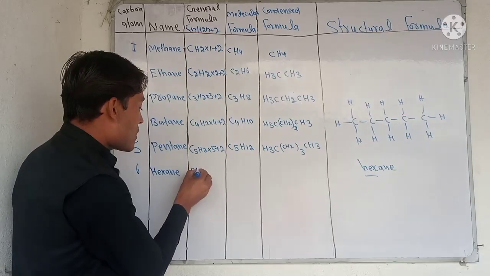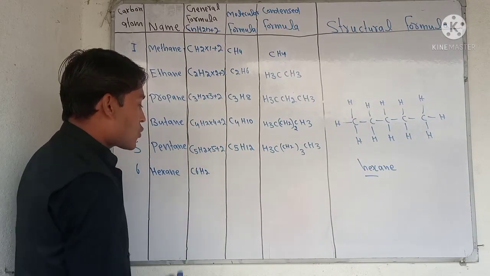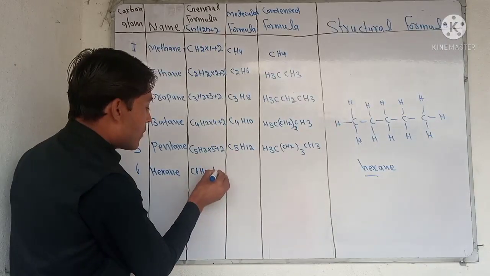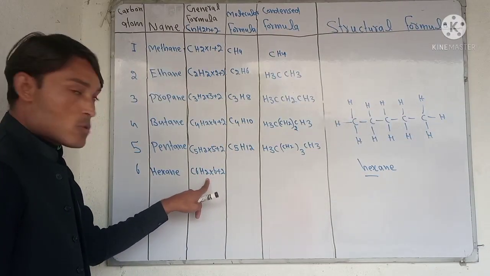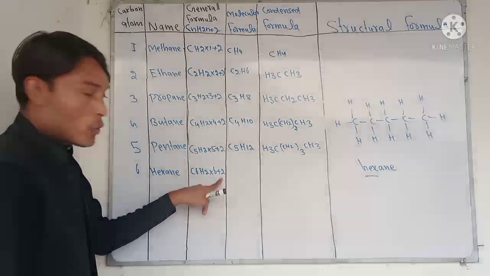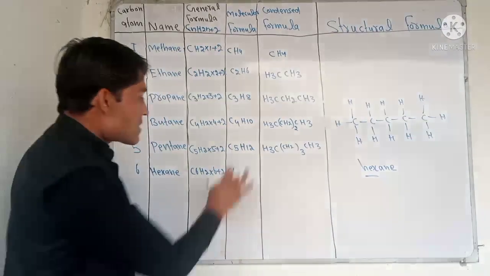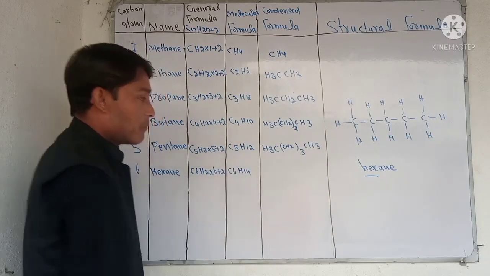If we talk about the general formula, as we know, carbon C, we have to write H, 2 multiplied by the number of carbons, 6, plus 2. Clear? So what will it be? 6 2s are 12, and 12 plus 2 is 14, and the number of carbons is 6. So we can write carbon 6, and H we got 14.